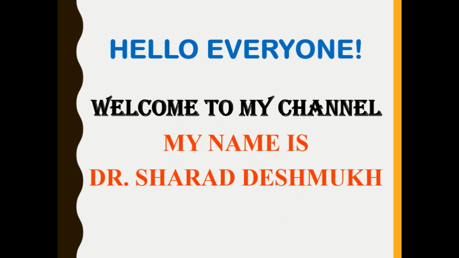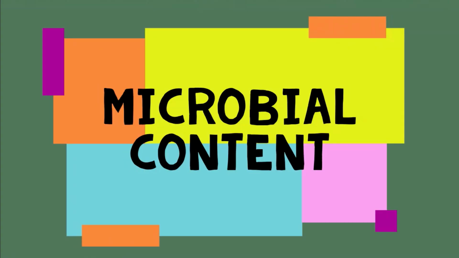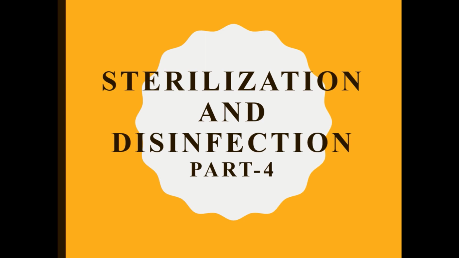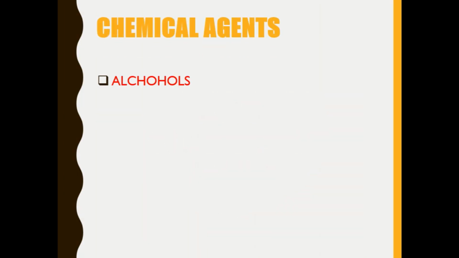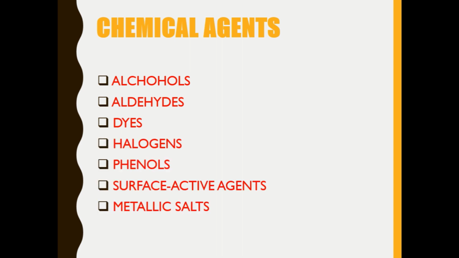Today we will start our topic. We are studying sterilization and disinfection, and today is our part 4. In this part, we are going to study the chemical agents. Earlier we have already studied the alcohols, aldehydes and the dyes. Today we are going to study the next chemical agents, that is halogens and the phenols.